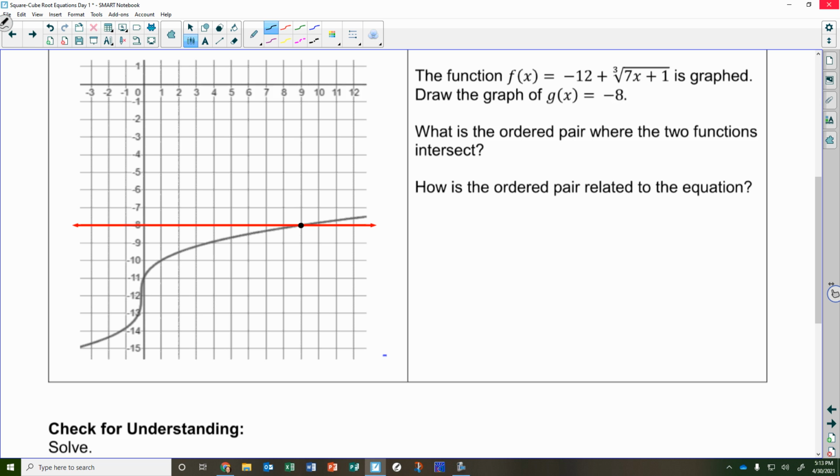Well, we had x equals 9, right? So if you look at 9 and you come down, you can see that's the x part of the intersection point. And the intersection point is actually at 9, negative 8. And how does the ordered pair relate to the equation? Well, if you replace x with 9 and f of x with negative 8, you see that it works. So let's do the bottom here, checking for understanding.